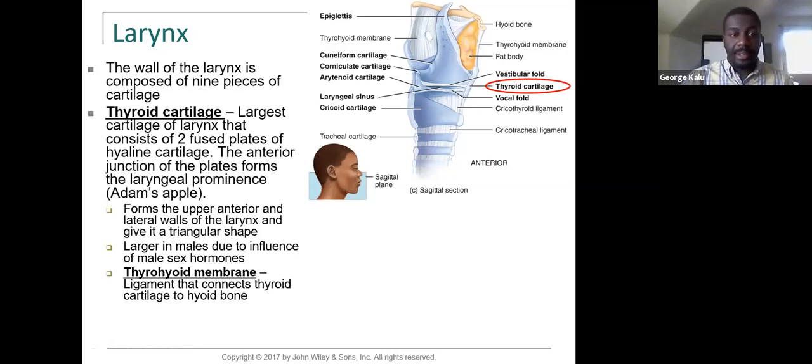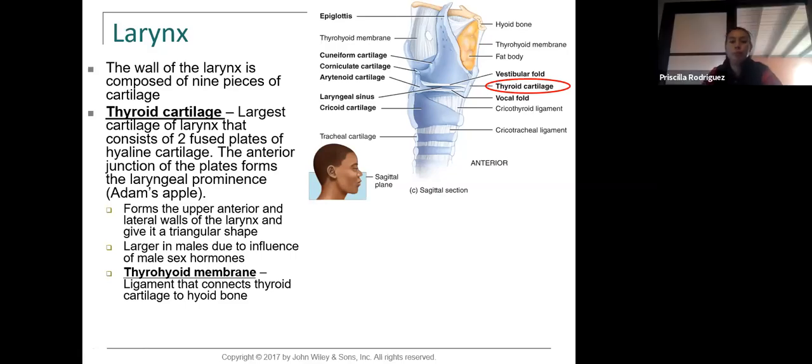Okay, any questions so far on the larynx? No. Okay. All right, cool.